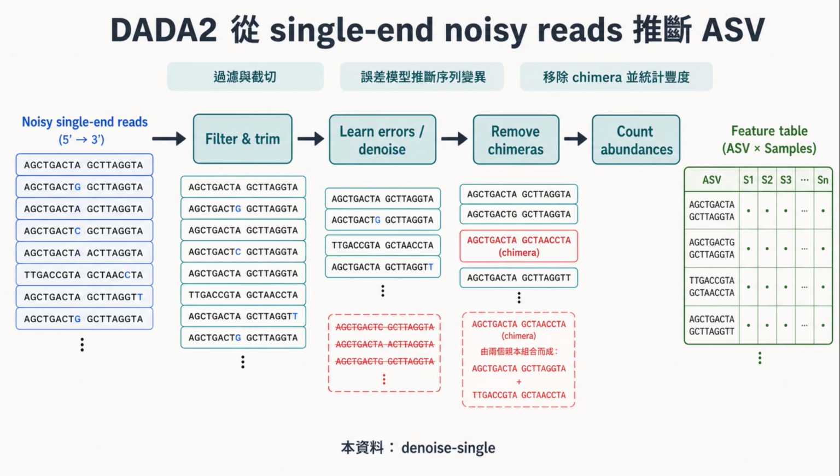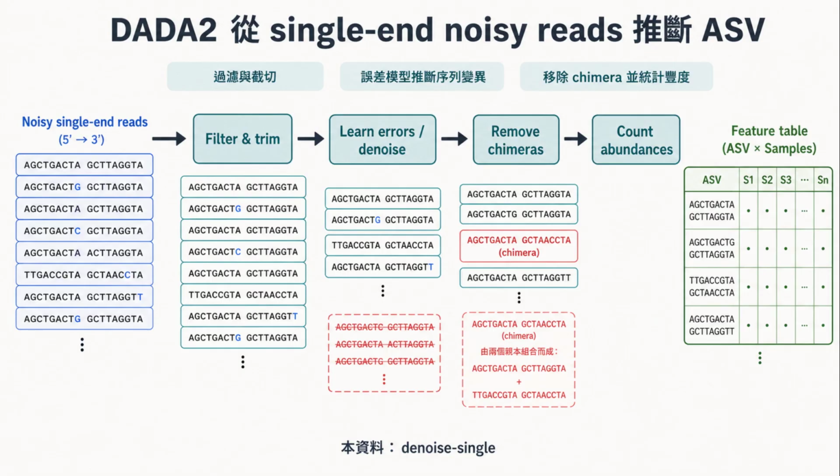Next, we will use the single-end denoise single workflow to see how DADA2 processes noisy reads. It begins with quality filtering and truncation, then learns the pattern of sequencing errors from the data. Using this error model, DADA2 identifies and removes chimeras.